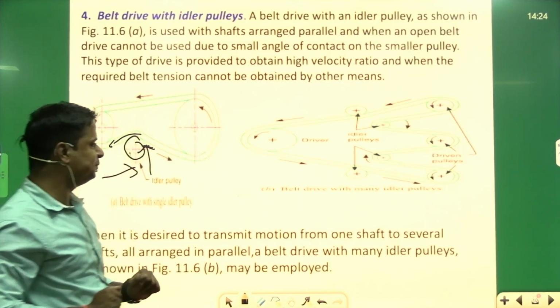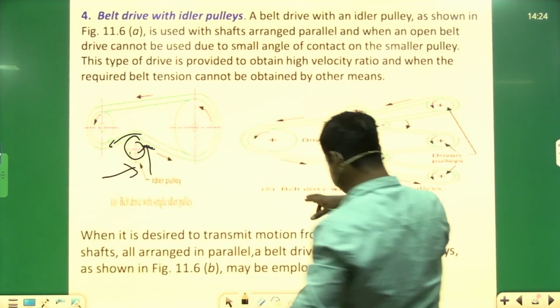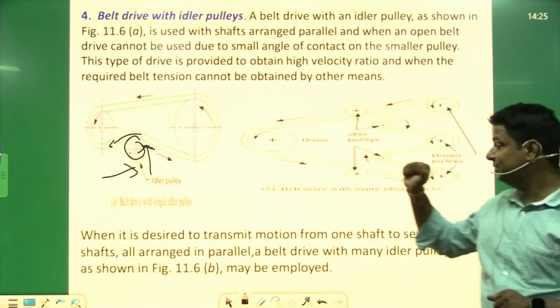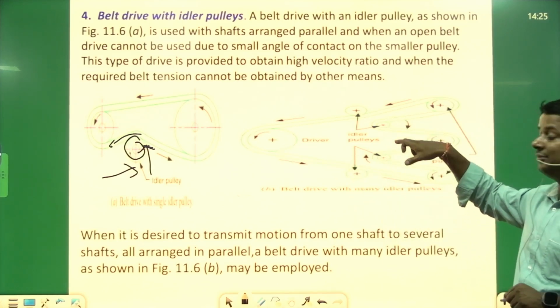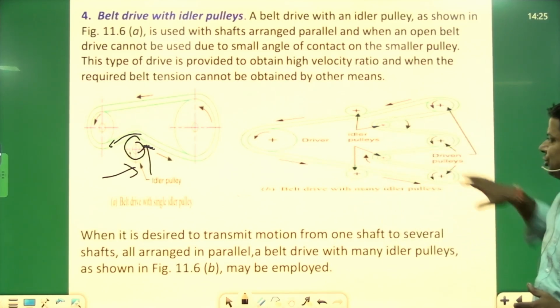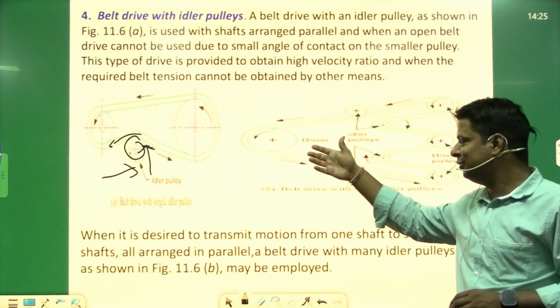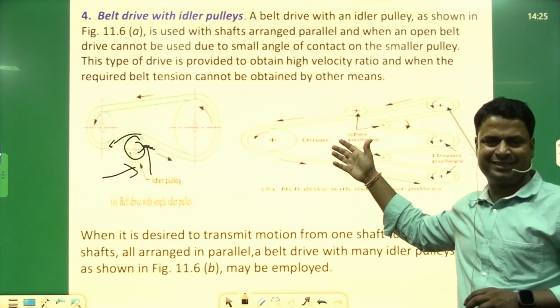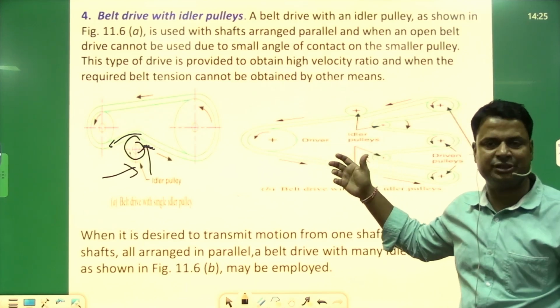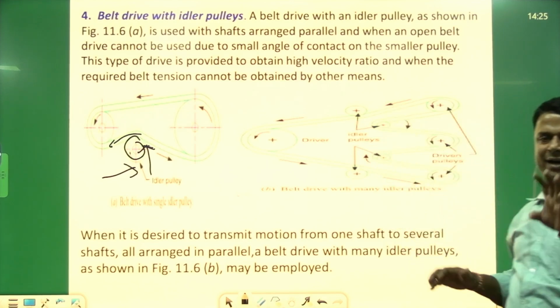Is it clear? Now here this is the driver, and what we have basically done here is add two or three idler pulleys. What these idler pulleys do is they lose the actual motion and transfer the desired motion. So we are using the idler pulley.